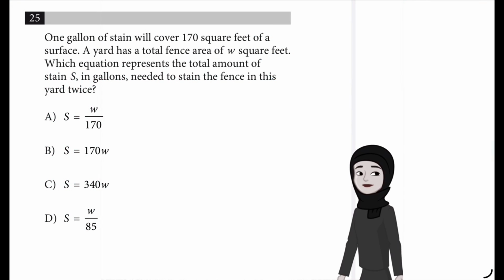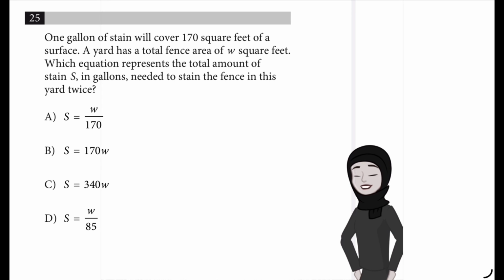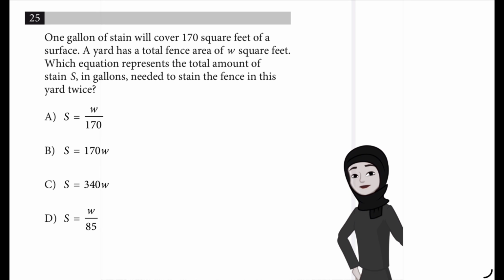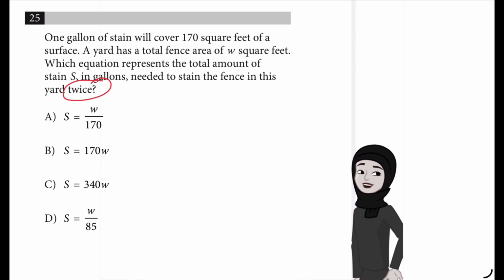Question number 25. 1 gallon of stain will cover 170 square feet of a surface. A yard has a total fence area of W square feet. Which equation represents the total amount of stain S in gallons needed to stain the fence in this yard twice? Please note that it is asking twice.